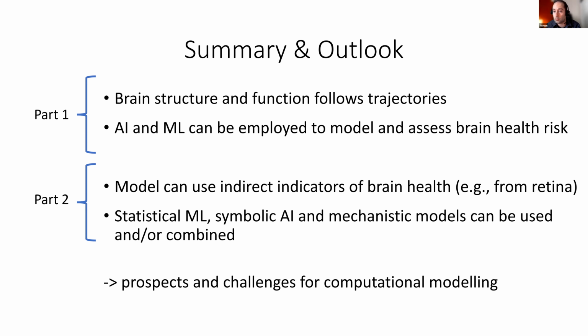But of course, you could also look at blood markers, for example. And there is, of course, also research going into this direction. But the important point here is that the indicators don't need to be necessarily directly from the brain. They can be also from other parts of the body. And there are different computational approaches. There we can use statistical machine learning, as I showed at the very beginning, with those complex brain networks. We can use symbolic AI, as the ILP example showed.